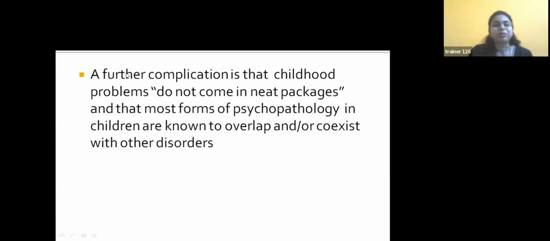A further complication, another challenge for childhood disorders, is that they do not come in a neat package. Now, it's not only about childhood disorders, it could be any disorder for that matter, even adulthood disorders. There is no clear cut definition as such. So most forms of psychopathology in children are known to overlap or coexist with other disorders. Now, if you check the symptoms of autism and Rett syndrome, there is a very thin line of difference between those two, and they are always overlapping with each other. So therefore there is a lot of complication when we think about the symptoms of the problem.